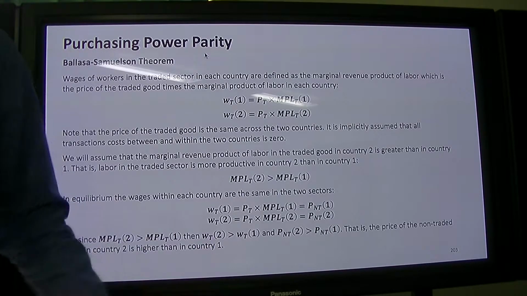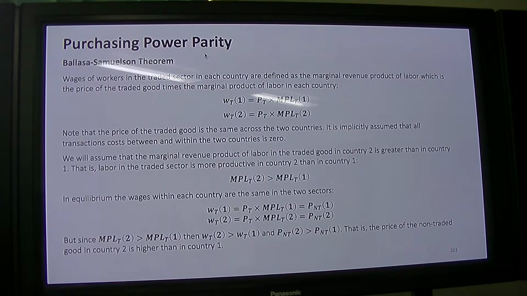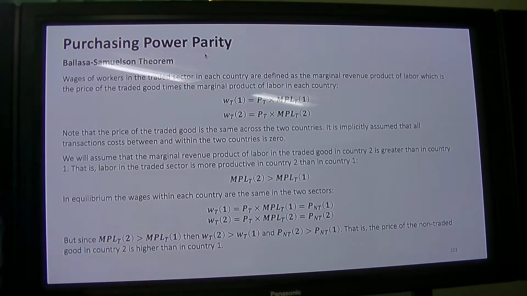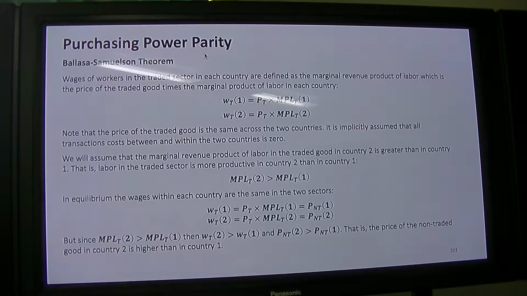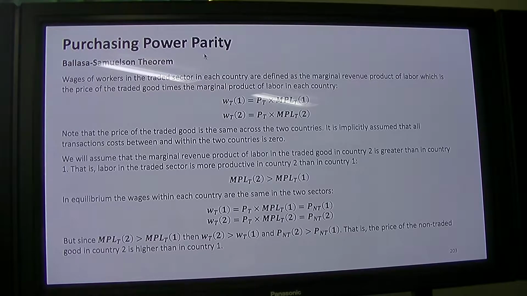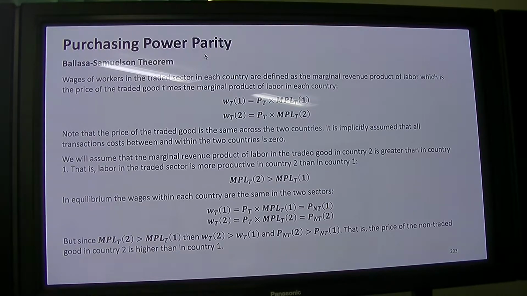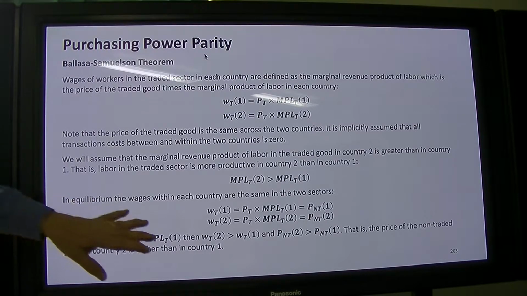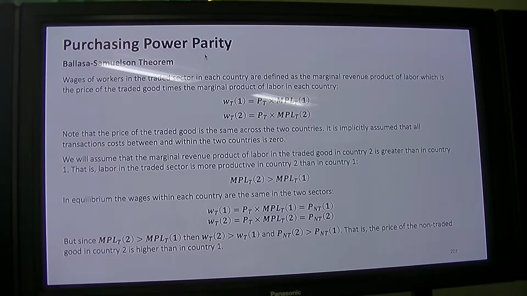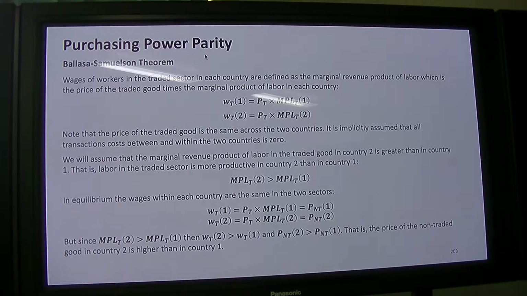So theoretically, if you make these assumptions, it should make sense that a country that is wealthier is wealthier because it's more productive in its traded good. Germany is wealthy because it's very productive in its manufacturing. It exports a lot of manufactured products. Japan is a wealthy country because it's very productive in its manufactured products. And because of that, its service prices, the price of its non-traded goods, are higher than in a country like Thailand, which has lower productivity.